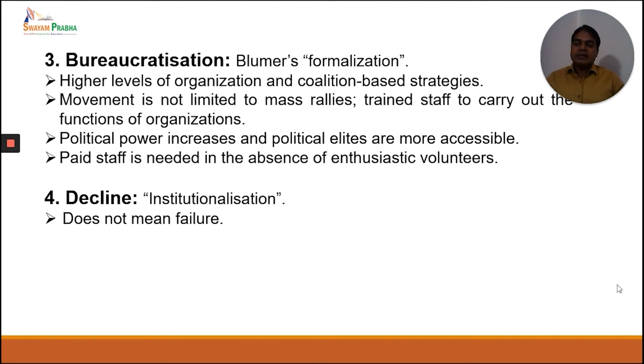Next is the stage of bureaucratization, which can be compared with Blumer's stage of formalization. In this stage of bureaucratization, a higher level of organization and coalition-based strategies take place. People become more coordinated and more organized, strategies are well defined, and some kind of coalition is also likely to develop in this stage.